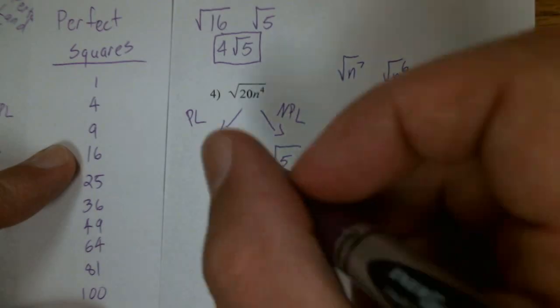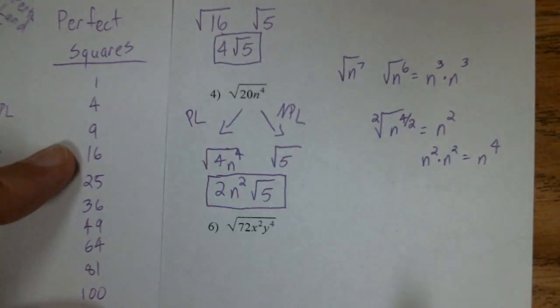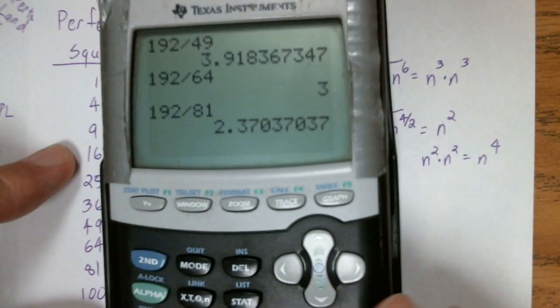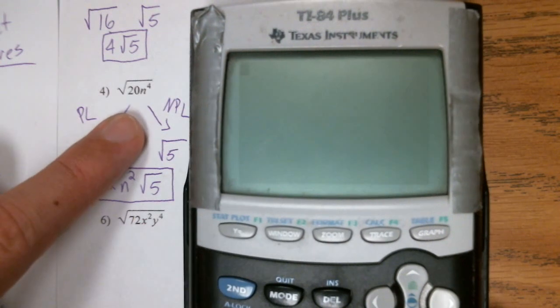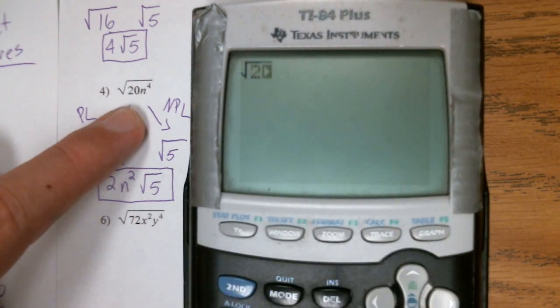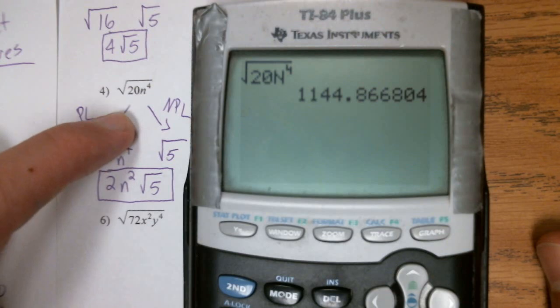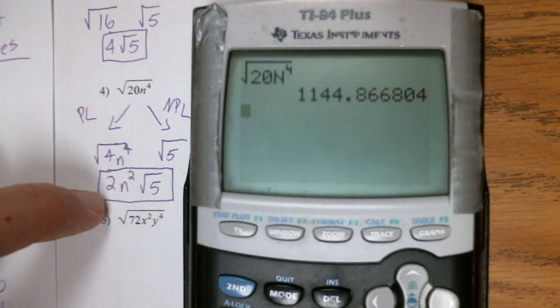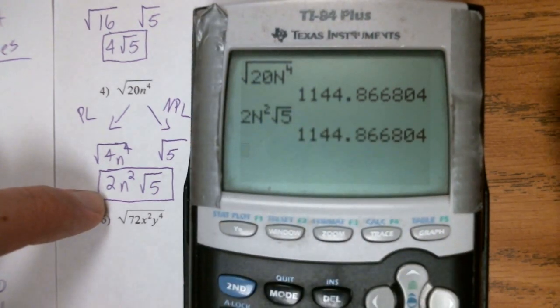And then I have my trash can, the non-perfect land, and there's my final answer. If you're not sure, let's check it. I'm going to type in exactly what I see: square root of 20 alpha n to the fourth power. I get some number. I don't care what that number is, I just need a number. We think that's the same thing as 2 alpha n squared times the square root of 5. Oh, look, what do you know?